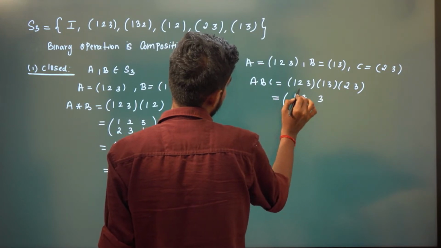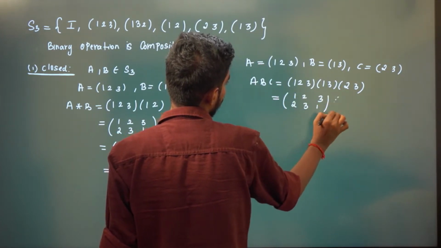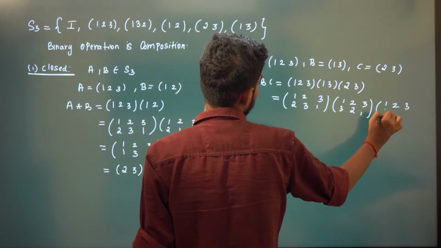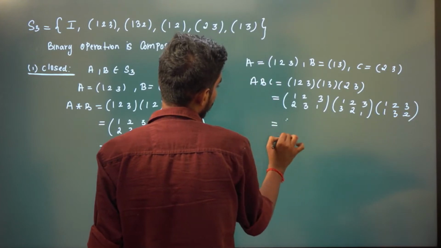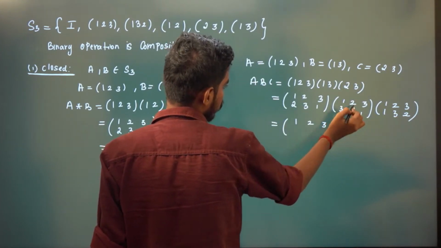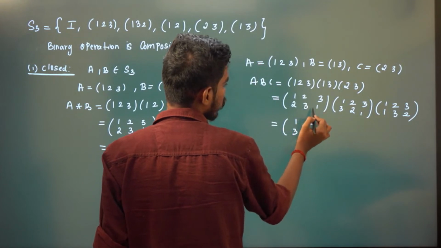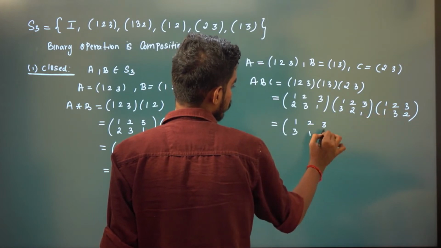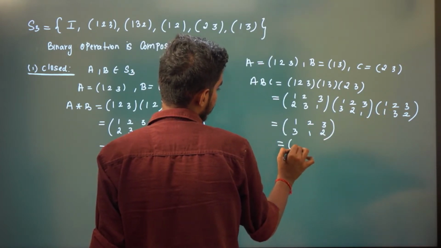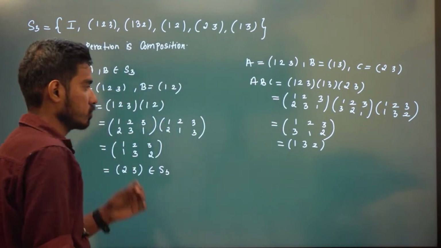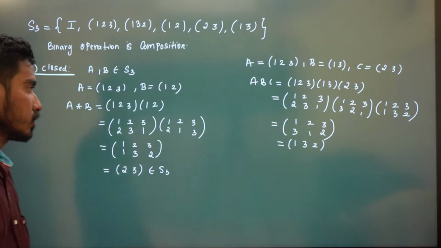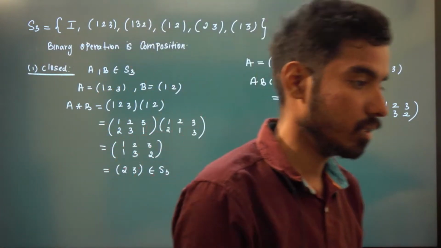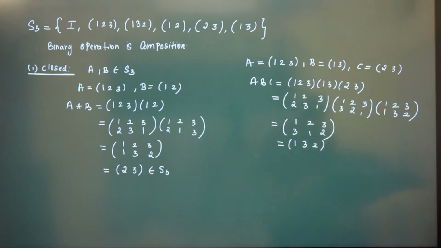So write this in representation form. 1 goes to 2, 2 goes to 3, 3 goes to 1. Here 2 is fixed, (3 1). Here 1 is fixed, (3 2). So you write 1, 2, 3 first. 1 goes to 2, 2 goes to 2, 2 goes to 3. 2 goes to 3, 3 goes to 1, 1 goes to 1. 3 goes to 1, 1 goes to 3, 3 goes to 2. So this is the representation (1 3 2). Is it clear? This is how to perform composition between permutations.